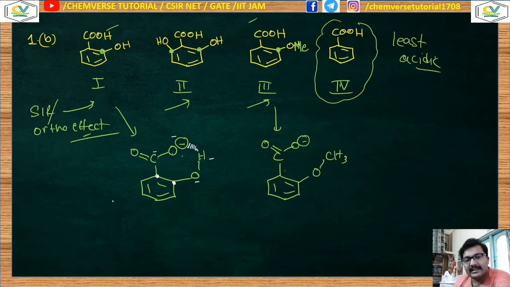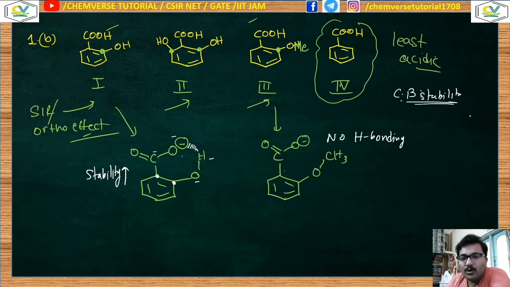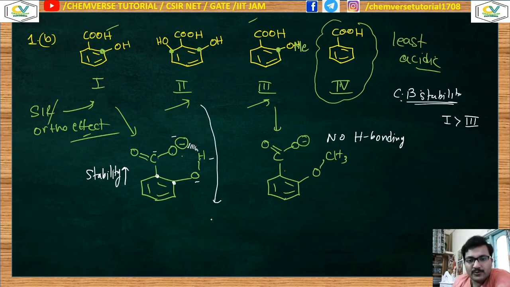So from here I can say that due to the hydrogen bonding, the stability increases. But here no hydrogen bonding is present. So it is due to the hydrogen bonding that the conjugate base stability of 1 is greater than 3. Okay. Now compare 1 and 2. If I draw the conjugate base of 2, it will be something like this.